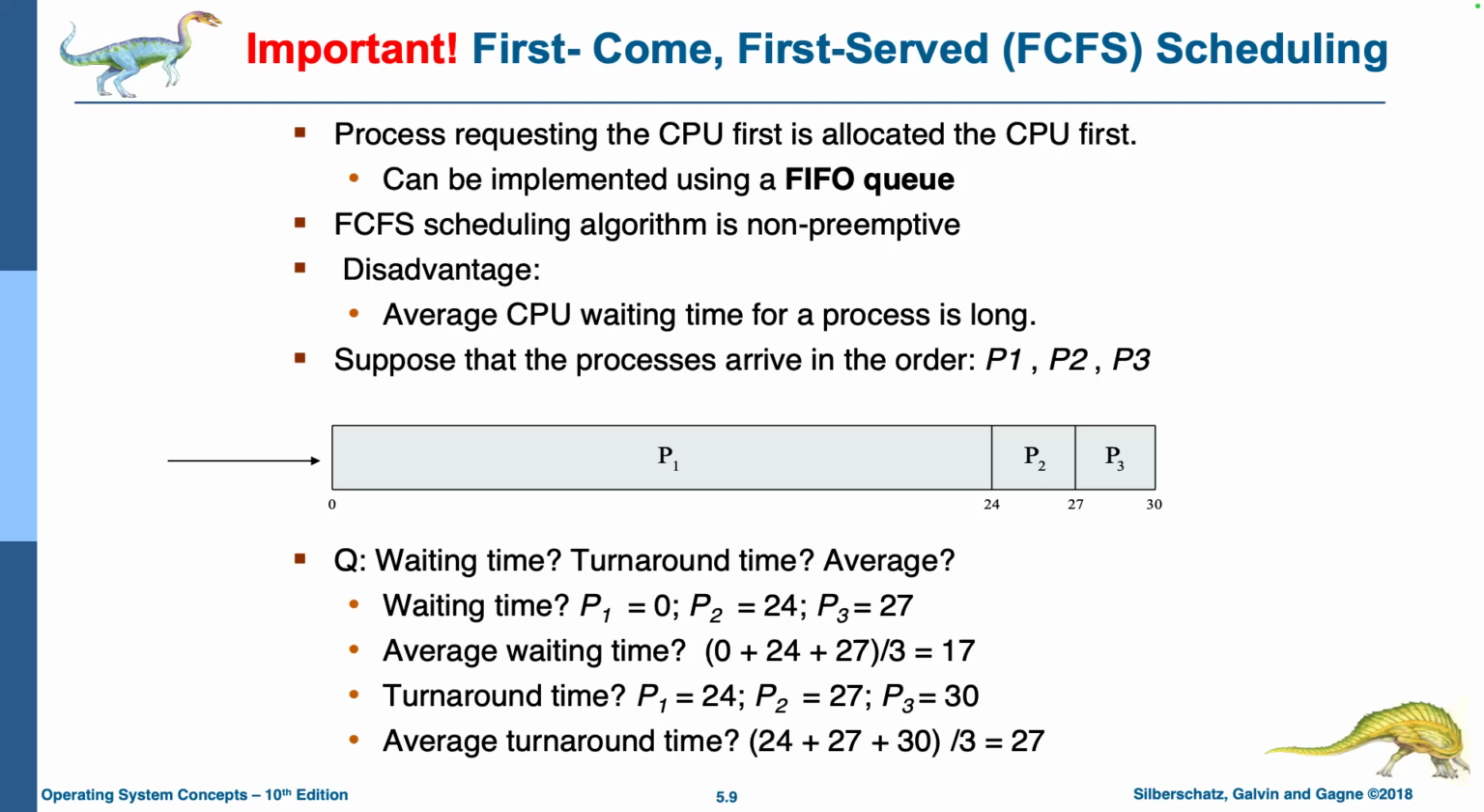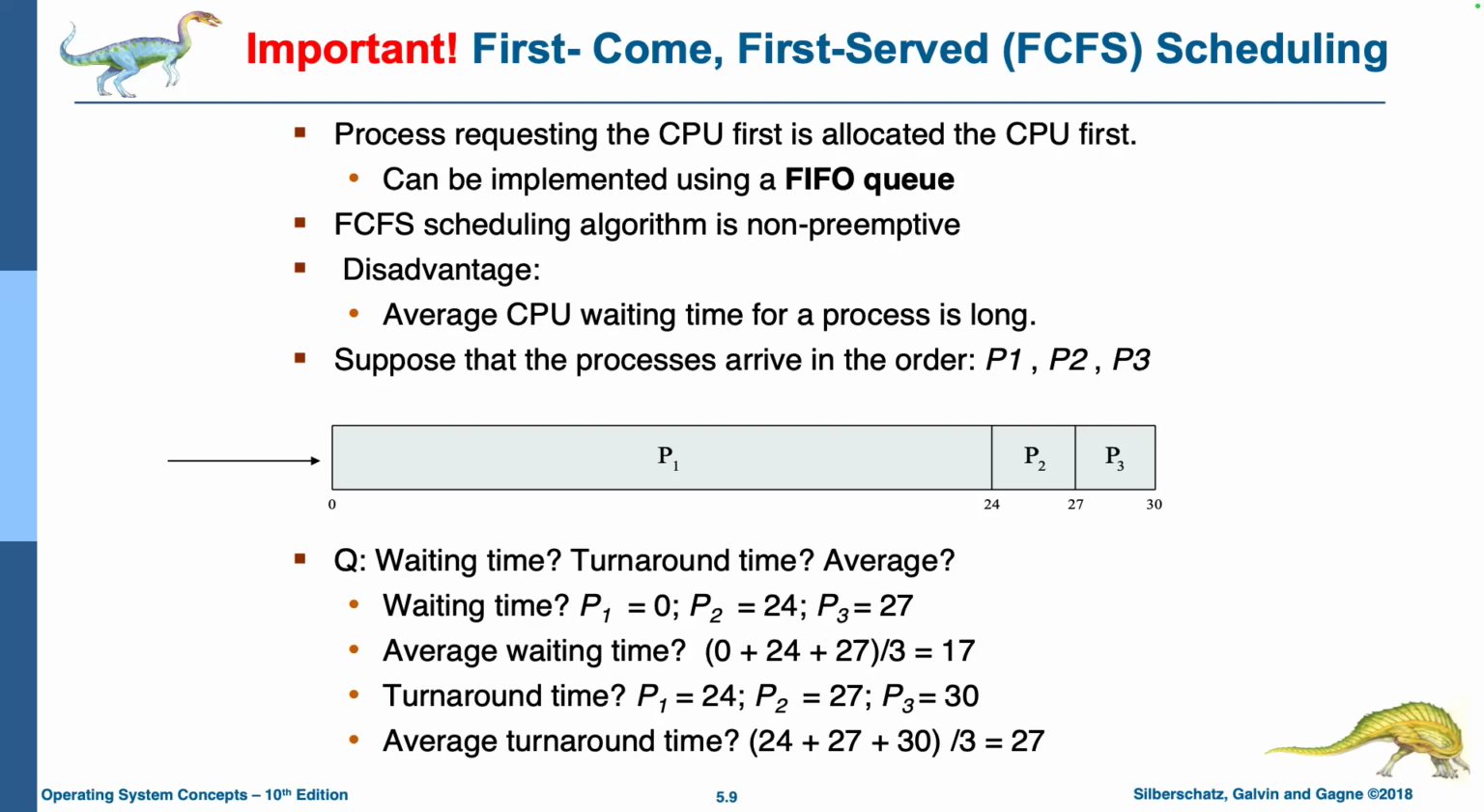How about turnaround time? Turnaround time means the total time, including the waiting time and execution time. So the waiting is still counted in the turnaround time, and we care about this total running time. P1 is 24, since P1 doesn't wait. P2 waits a long time and terminates at 27. P3 is 30. So the average turnaround time, adding them together and dividing by 3, is 27.